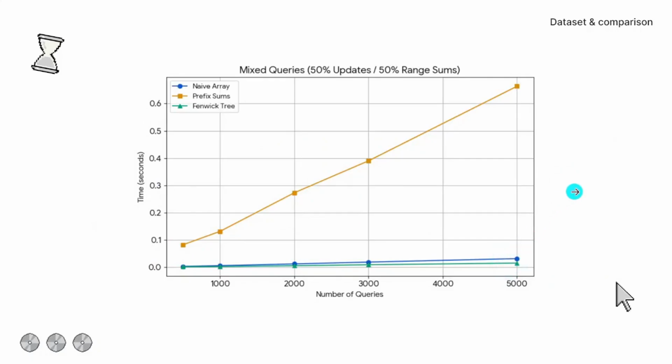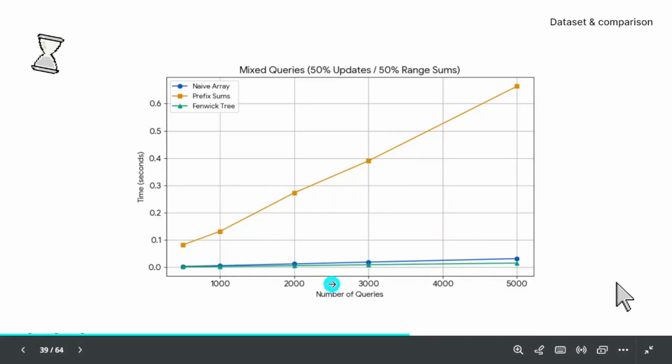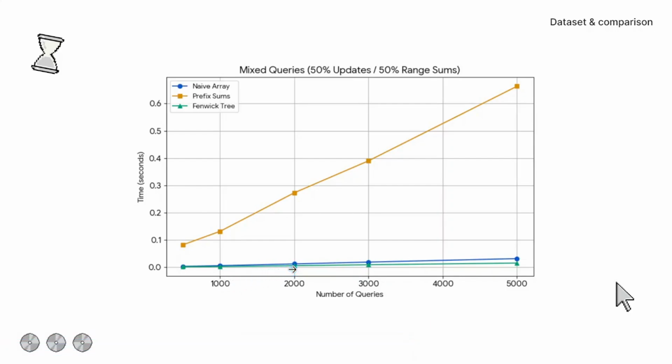When mixing these two queries together, half updates and half range sums, we get this graph. Prefix sums are still the slowest, and the naive array comes next. The Fenwick tree here is the fastest data structure when implemented in an environment with a lot of types of queries like this.